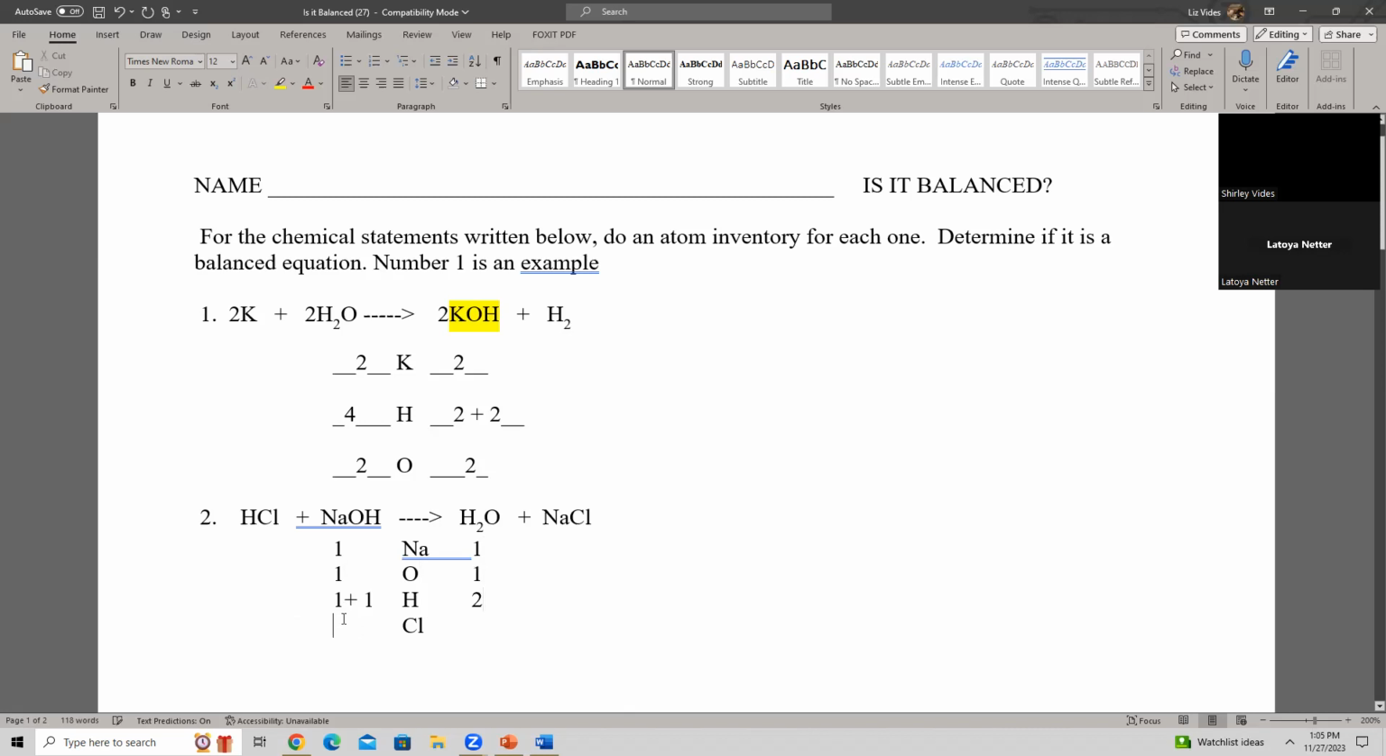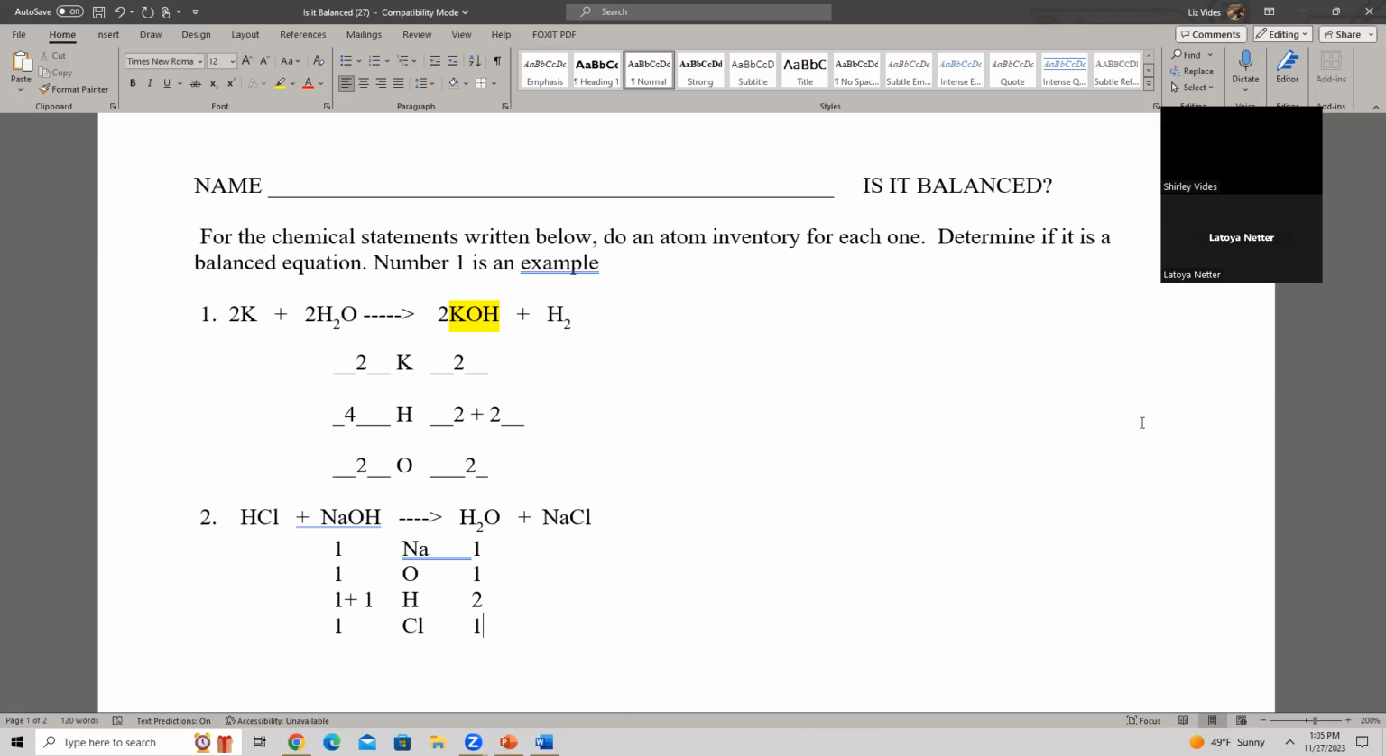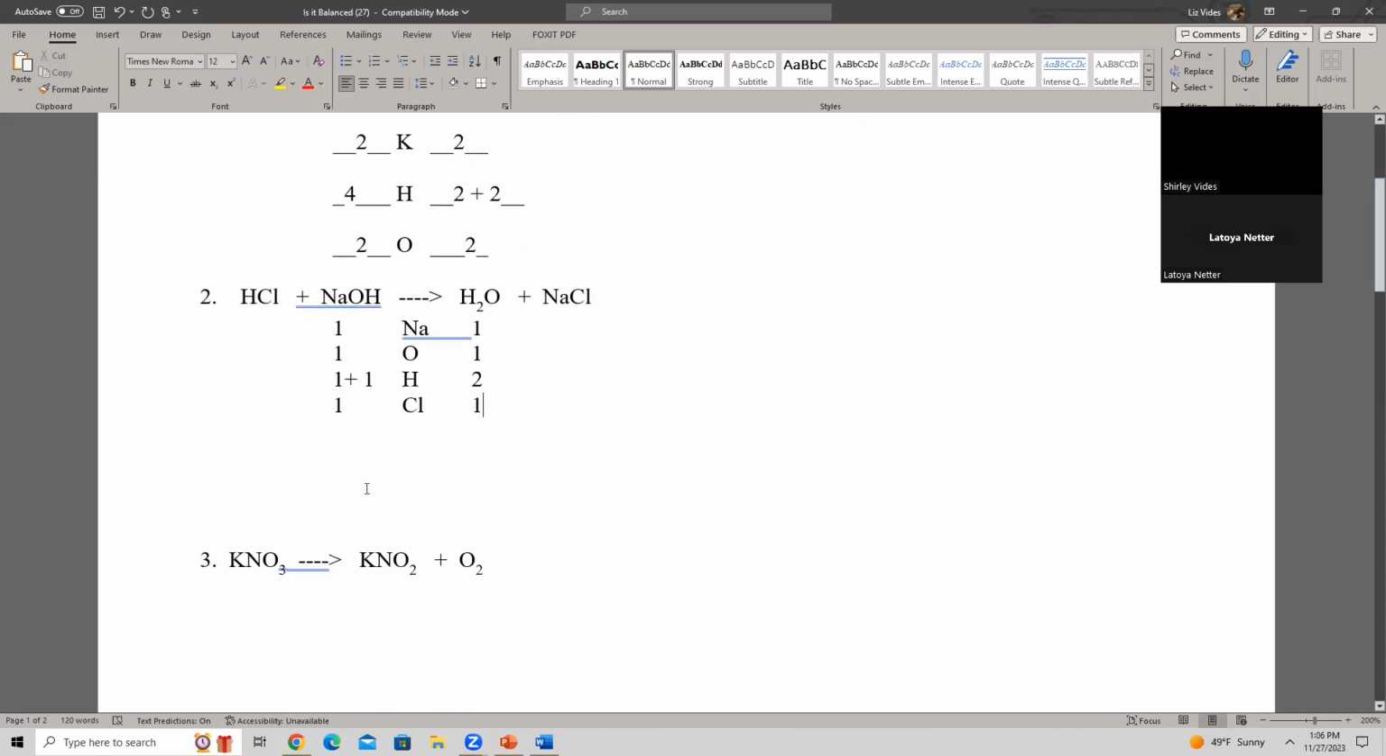On this one, we have 1 chlorine and 1 chlorine. It looks like it was already balanced. You see that? And sometimes they are. I could have told you that as soon as I saw it, but that's because I'm used to it. You're not, so you can't do it that fast. That's why we have this little aid.